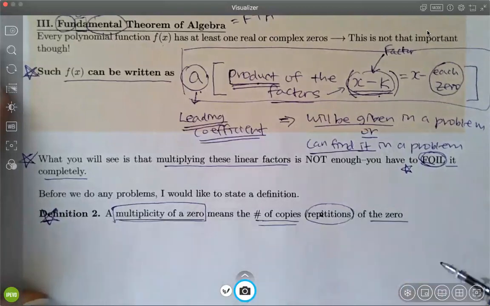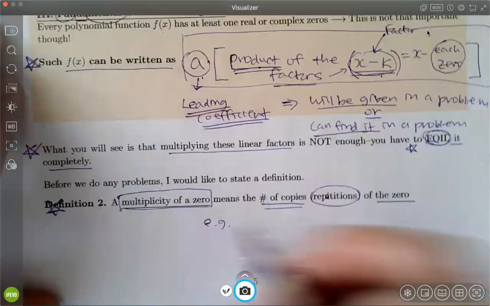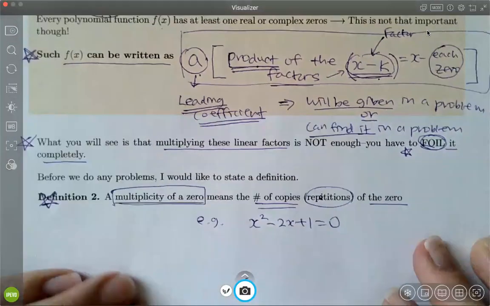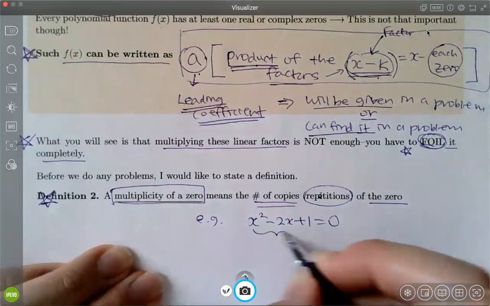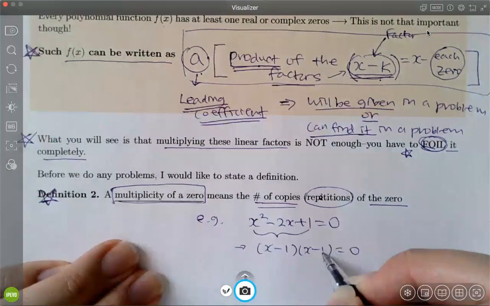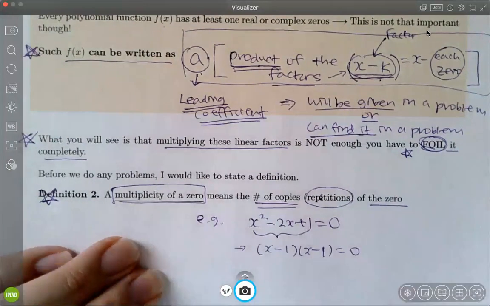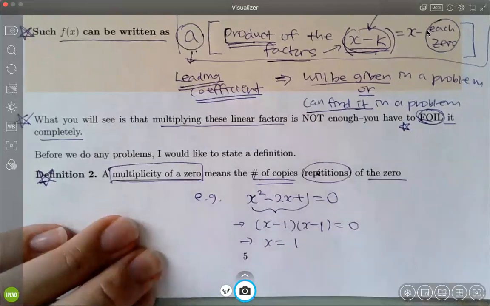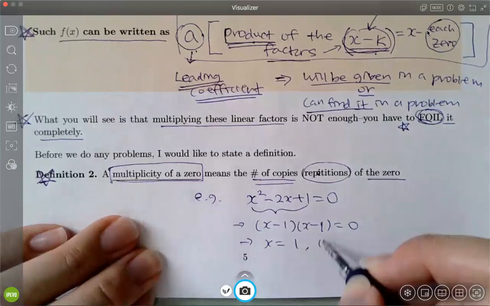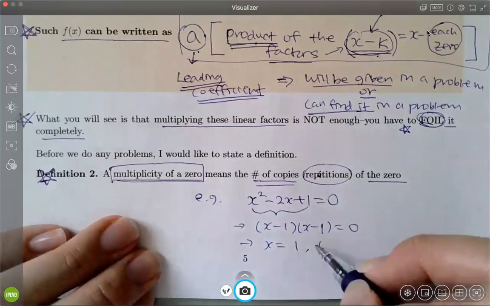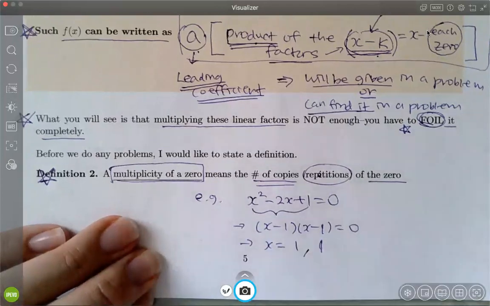Here's an example. Suppose we have x squared minus 2x plus 1 equals 0. You can factor this and get x minus 1 times itself, right? Now, what is the answer? It's x equals 1, and 1, of course, but we don't write 1 twice. We just write x equals 1 once. However, the fact is we got two 1s. We didn't get just one 1.